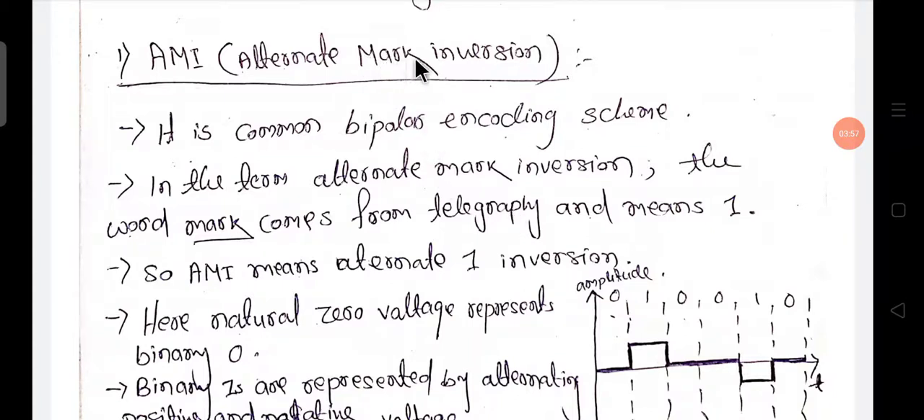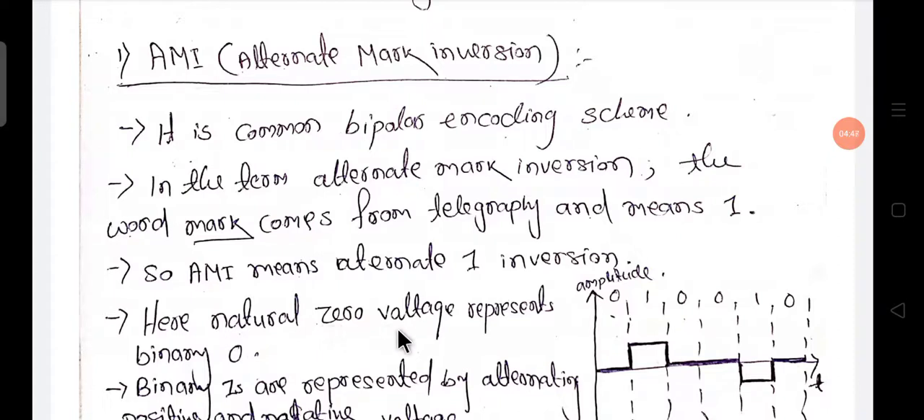In the telegraph, the word mark means one. So the meaning of alternate mark inversion implies alternate one inversion, since mark means one. From this term, you can say that one alternates between two levels of voltage, that is positive and negative voltage.